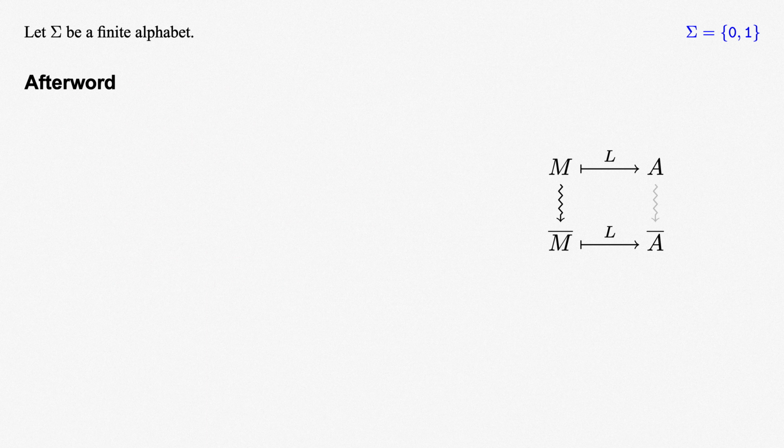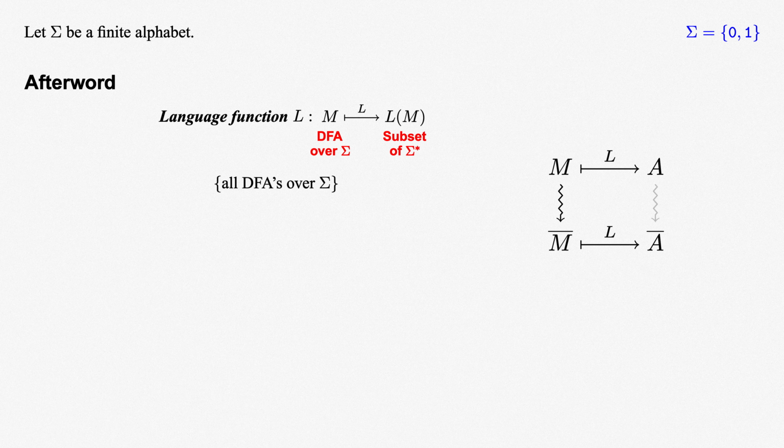All this back and forth with arrows might remind you of functions, and taking a step back, this is exactly what's going on. We can think of L as a language function, mapping each DFA M to its language L of M as a subset of sigma star, thus giving a function from the set of all DFAs over sigma to the set of all subsets of sigma star. If you haven't seen the script P before, it's read the power set of sigma star. It's defined to be the collection of all subsets of sigma star.